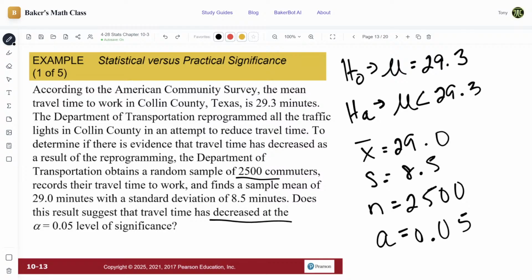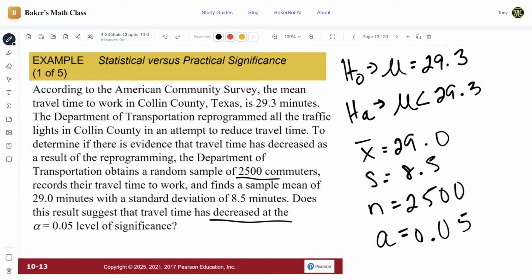Nope. Yeah, 0.3 minutes. So it was 29.3, and it's now, it might not be exactly 29, but I know it's less than 29.3. How much is 0.3 of a minute? Less than 20 seconds. It's 18 seconds. Okay, they cut the commute of everybody by 18 seconds. Would you even notice that?